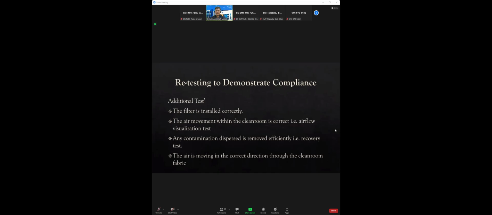This is also retesting, when the application requires additional tests to demonstrate compliance, just like what we have here: the filter is installed correctly, the testing of the air filter. These are the air volume or velocity and the air pressure difference testing. This must be tested at a maximum interval of 12 months. Although the maximum interval is 12 months, the time interval can be extended if continuous or frequent monitoring is used.